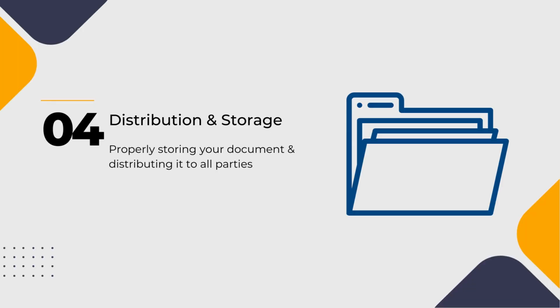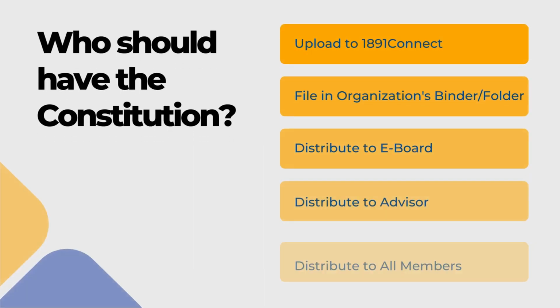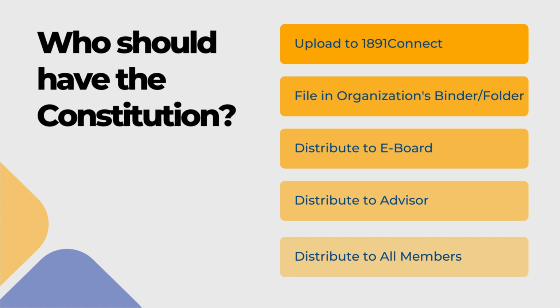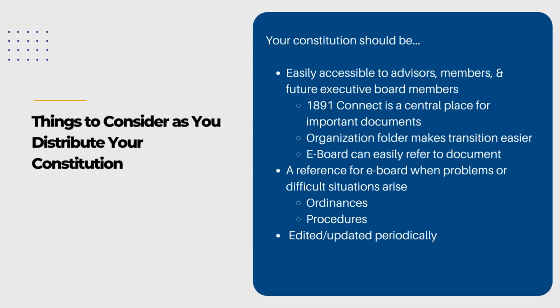Once you have all sections in your Constitution and all mandatory clauses, you want to properly store your document and distribute it to all parties. You should upload your Constitution to 1891 Connect, file it in your organization's binder or folder, whether this is a tangible folder or it is digital, distribute it to your e-board advisor and to all members. Your Constitution should be easily accessible, serve as a reference, and it should be edited and updated periodically.